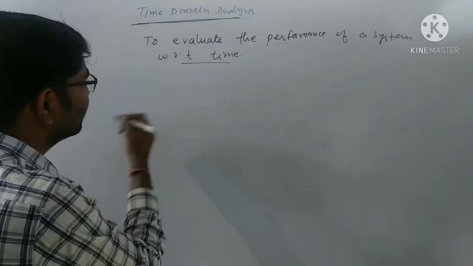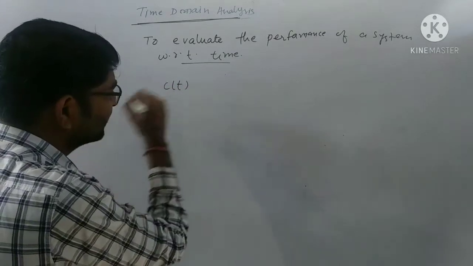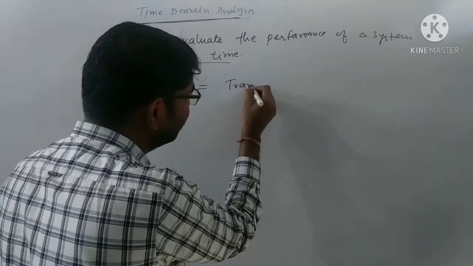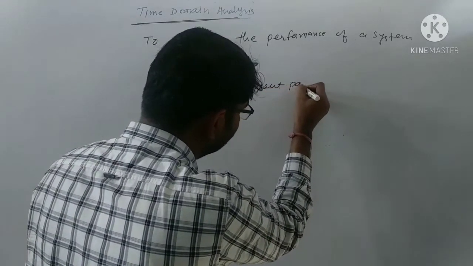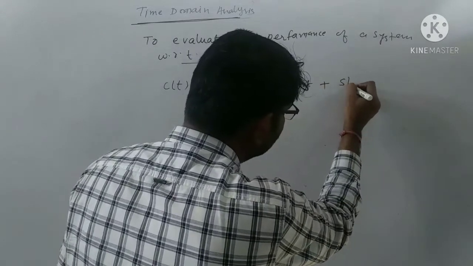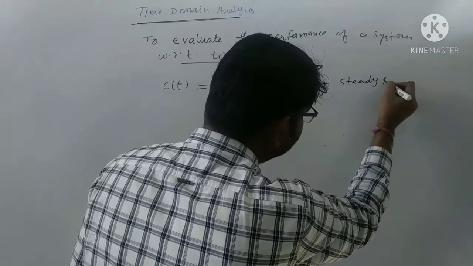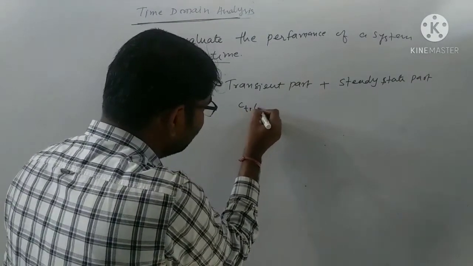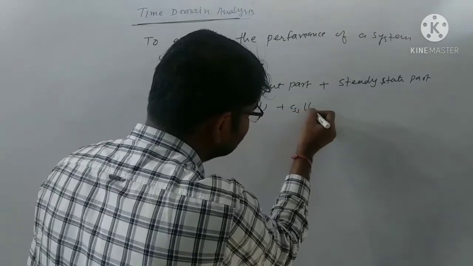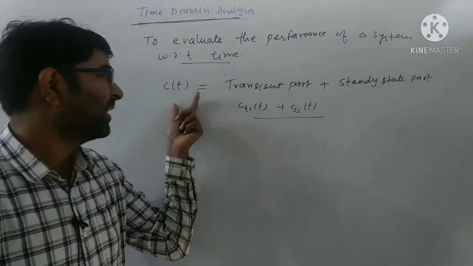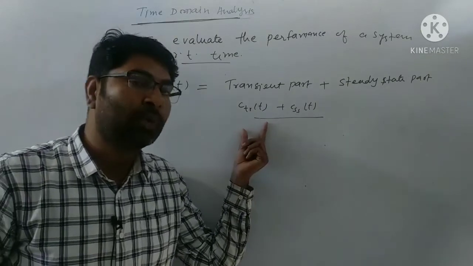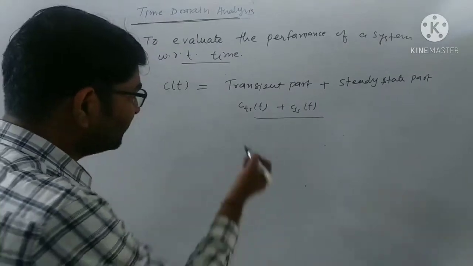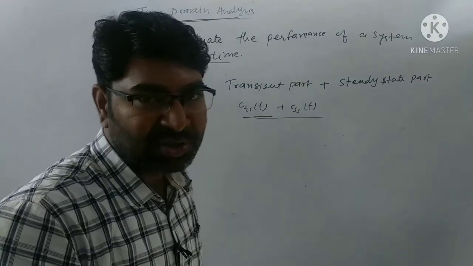In the time domain analysis, we have a response that I call C(t). It contains two parts: the transient part and the steady state part. I denote them as C_tr(t) and C_ss(t). This is my response of a system. Sometimes it is called force and natural response also.